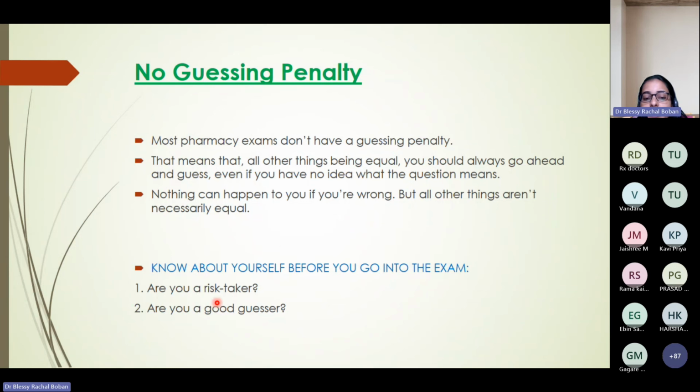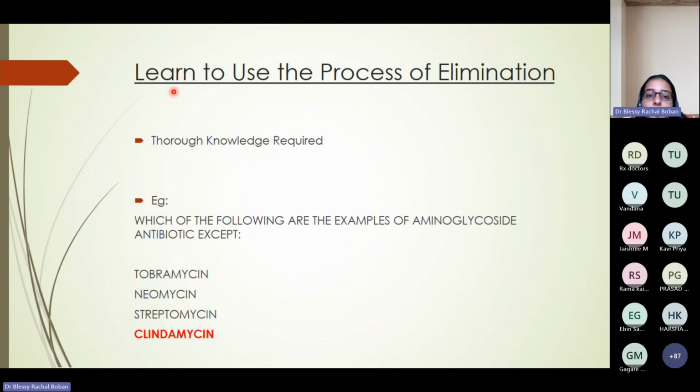You have to analyze yourself. Are you a risk taker or a good guesser? If you are a good guesser, it's easy to score. There will be no negative marking. And you have to learn to use the process of elimination. Simply with options A, B, C, D, you cannot eliminate. You must have thorough knowledge. If you know the reason behind options B, C, D, if you know something related to B, C, D options, then only can you eliminate them, and finally come to option A as the answer.